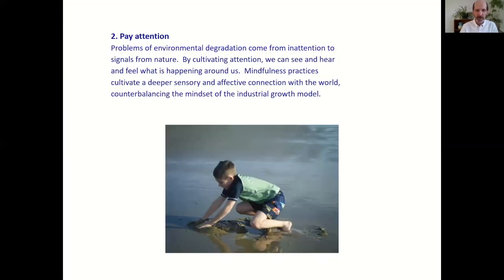Number two, pay attention. Problems of environmental degradation have come from a lack of attention to signals from the natural world and to the consequences of our actions. One obvious antidote is to cultivate our attentional capabilities, both sensory and emotional, to better see and hear and feel what is happening in the world around us. Mindful practices, such as those mentioned above, cultivate a deeper sensory and affective connection with the world. This somatic connectedness counterbalances the tendency to live in our heads, encouraged by the industrial growth model.